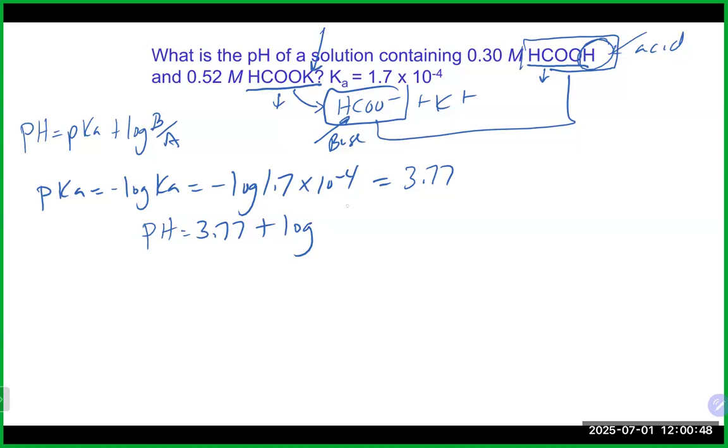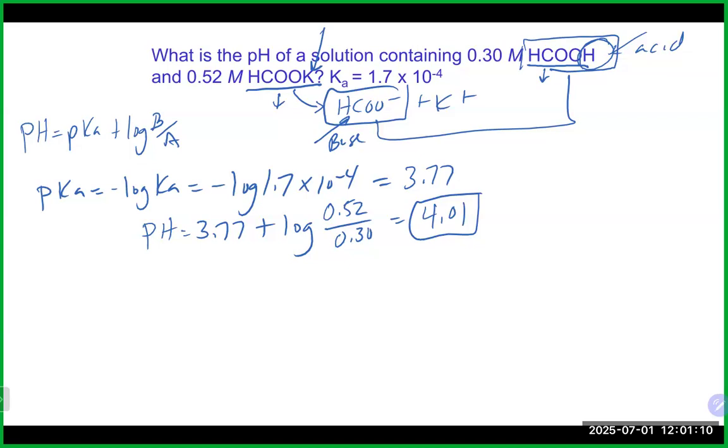So we're going to go our base, which is 0.52, divided by our acid, 0.3. And we'll go 0.52 divided by 0.3, log of the answer, and add it to 3.77. That's going to give us a pH here of 4.01 in this case.